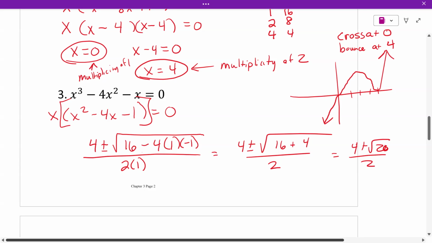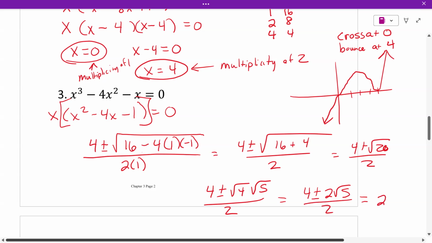Does the square root of 20 have a perfect square that goes into it? 4. So it's 4 plus or minus the square root of 4, square root of 5 over 2. What's the square root of 4? 2. So it's 4 plus or minus 2 square root of 5 over 2. So we divide everything by 2. What's 4 divided by 2? 2. And then 2 square root of 5 divided by 2 is just square root of 5.